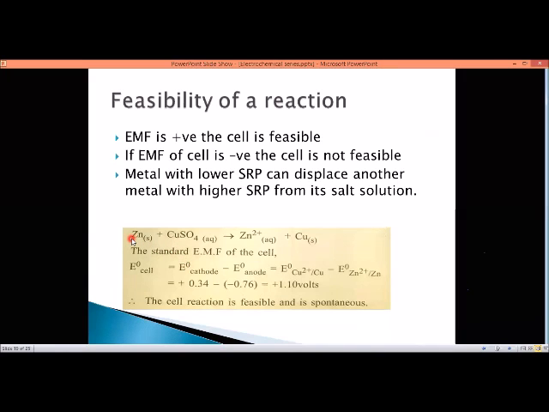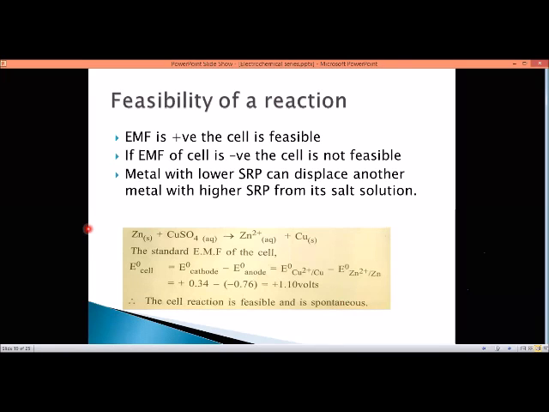The zinc electrode potential is around minus 0.76, and here the copper is around 0.34. So what will happen? Zinc has a lower SRP and copper has a greater SRP. So that's the reason the zinc will react with the copper sulfate, giving out Zn2 positive, and copper will be deposited on the electrode. The 0.34 is of copper, minus 0.76 is of zinc. It is a lower SRP, and this is a higher SRP. So that's the reason there will be feasibility of the reaction, and the reaction will be very spontaneous. Again, let's understand the words feasible and spontaneous: it takes place all by itself without any external aid.